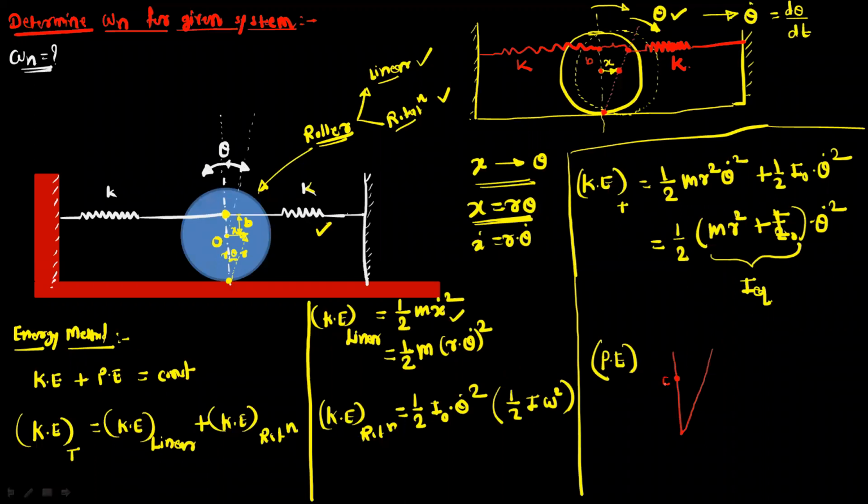So this is the CG point. Let us take this point as O. This is X deformation. This is the spring connected point at distance B. And this is the spring deformation. This is X displacement of center of gravity. And this angular displacement is theta.